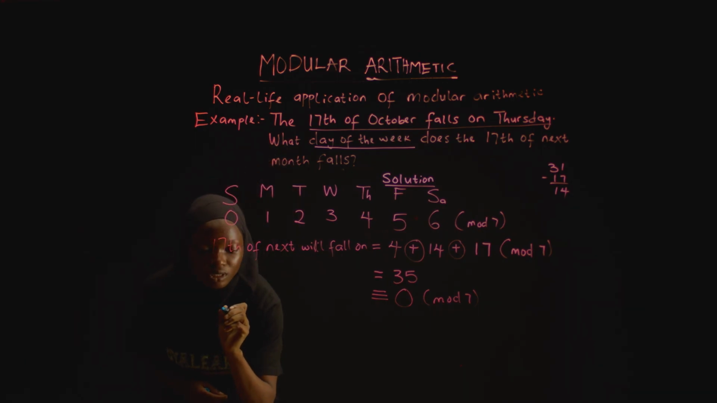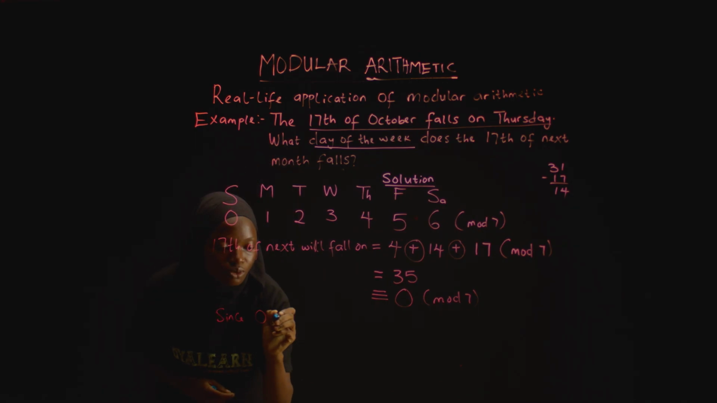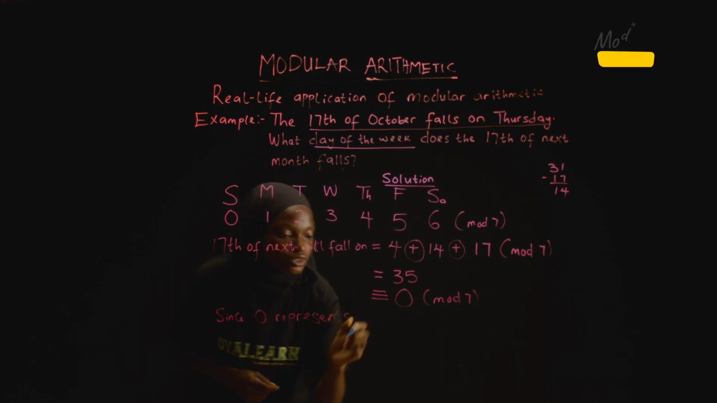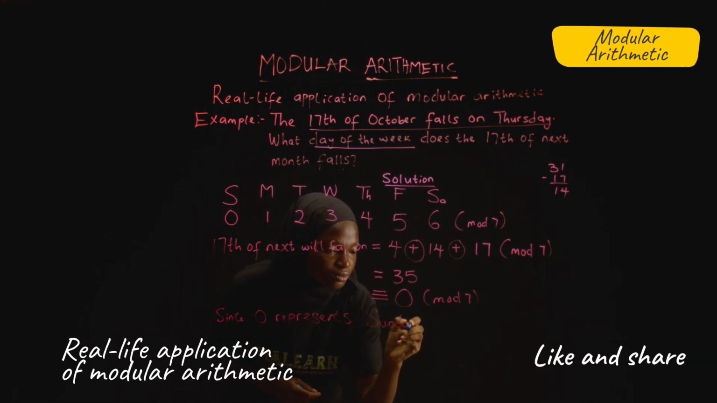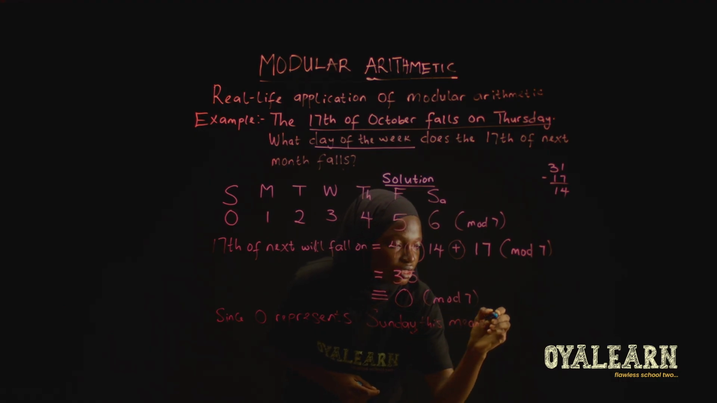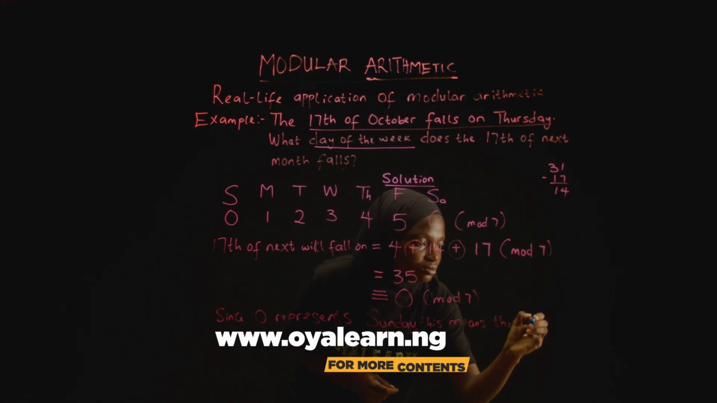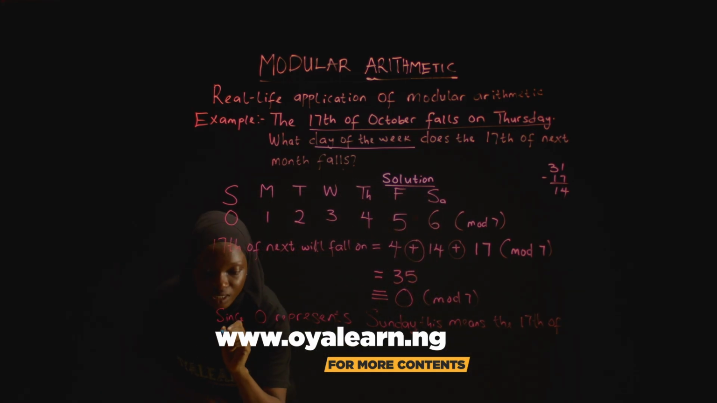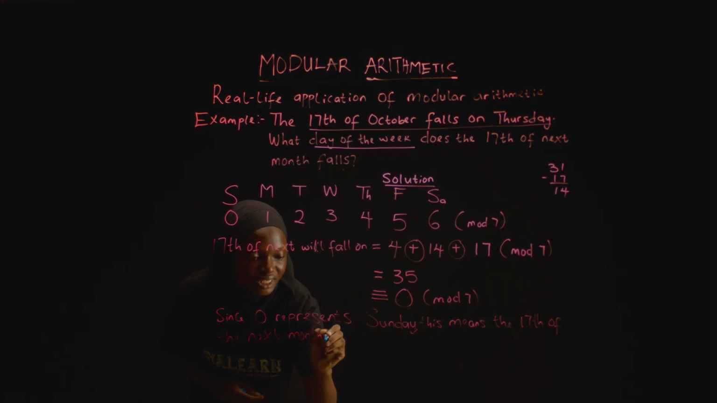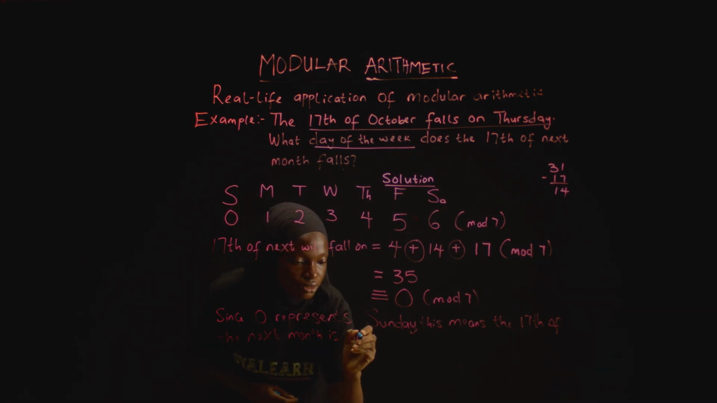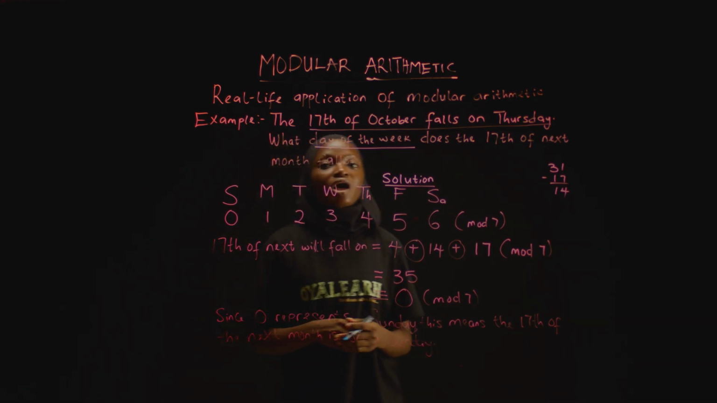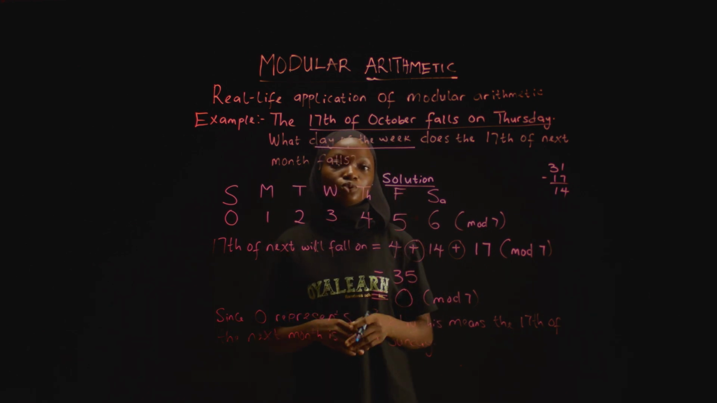So therefore, since 0 represents Sunday, this means that the 17th of the next month is on a Sunday. And that's how to figure out the day of the week the 17th of the next month would fall. Thank you.